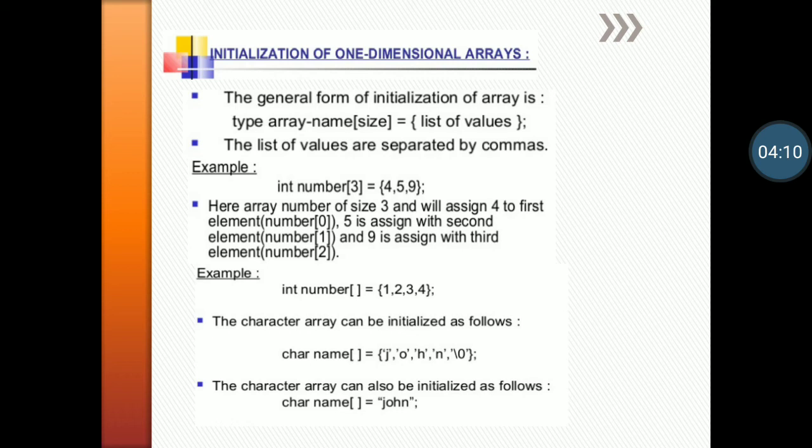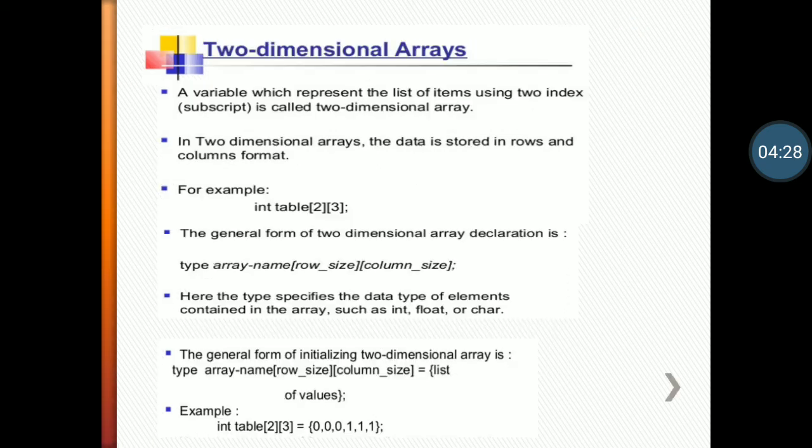The next example is character array, that is char name[] = {'J', 'O', 'H', 'N', '\0'}, etc. In character array, we can also store the string directly, that is char name[] = "John".